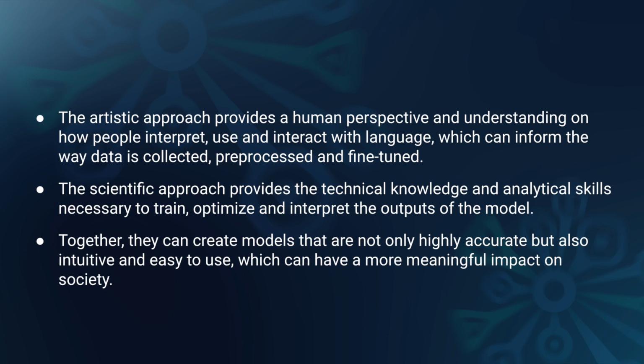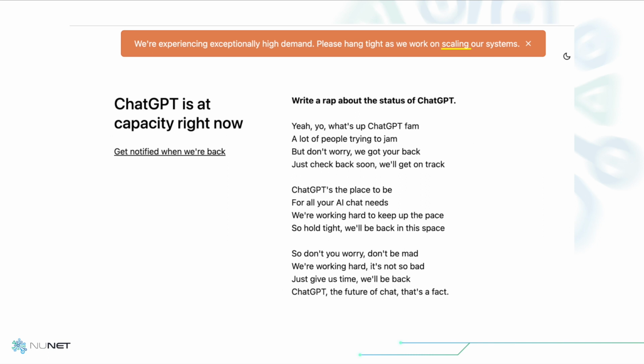On the other hand, as I just said, the scientific approach provides the technical knowledge and analytical skills which is required to train, optimize, and interpret the responses. So together, it creates a really highly accurate and easy to use model which can have a really great impact to society. So coming back to the ChatGPT scenario.